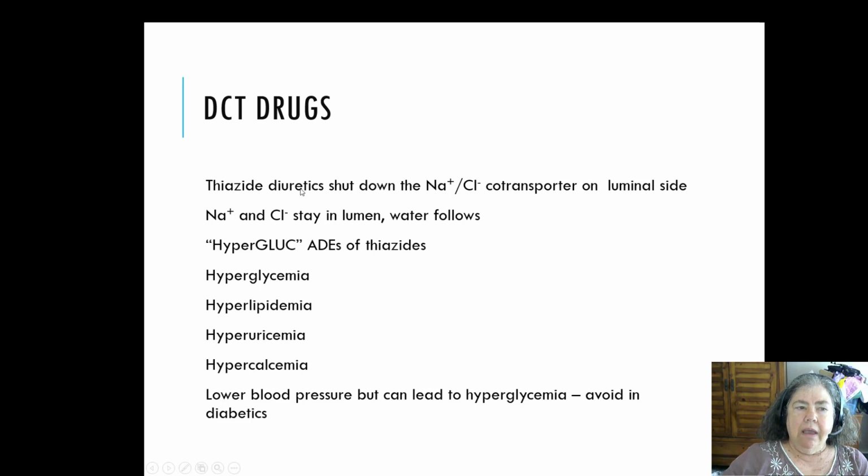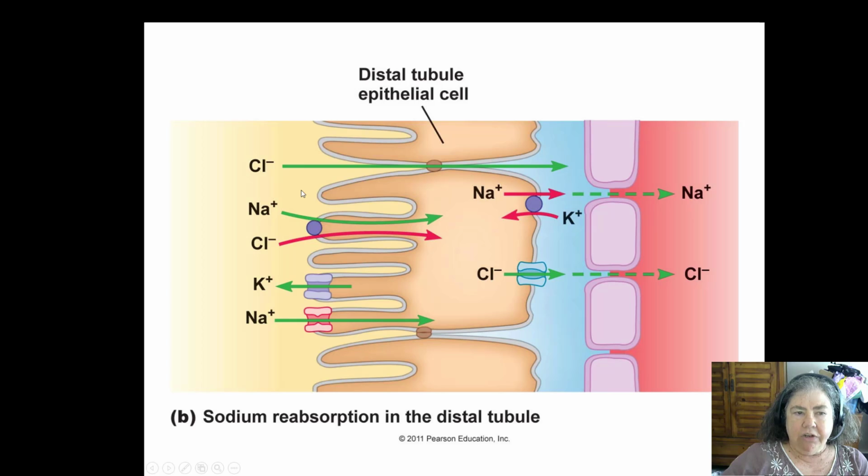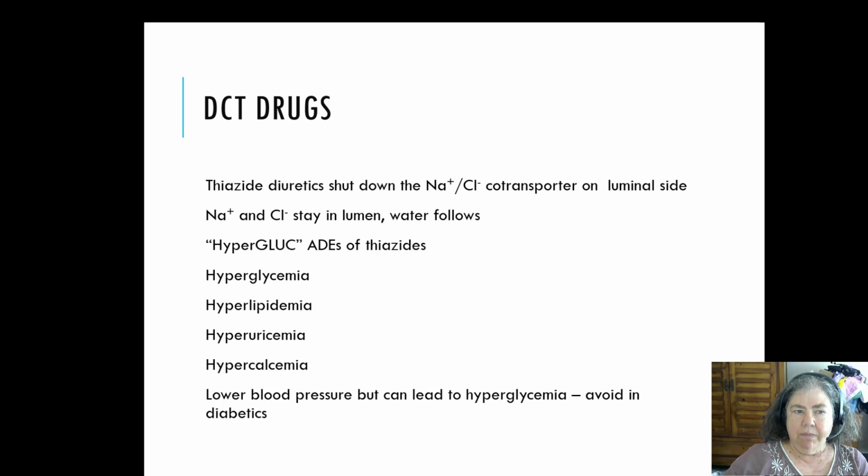Now, thiazide diuretics work by shutting down this sodium chloride cotransporter on the luminal side of the distal tubule epithelial cell. And because of that, sodium and chloride stay in the lumen, in the filtrate, holding on to water. And so we lose sodium and water.